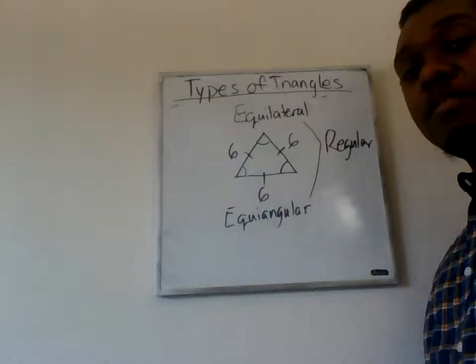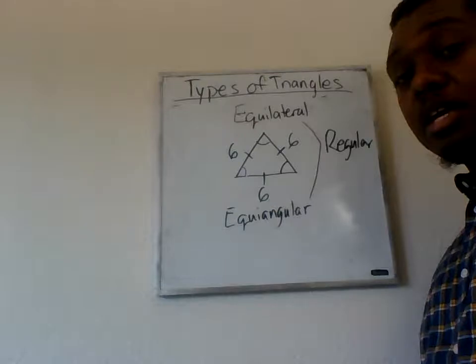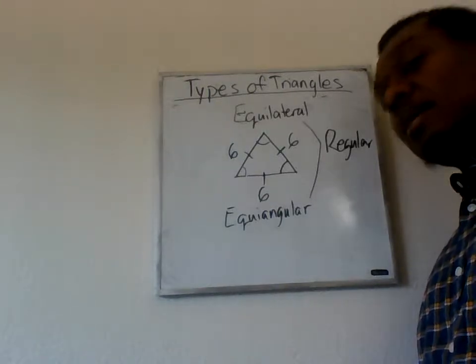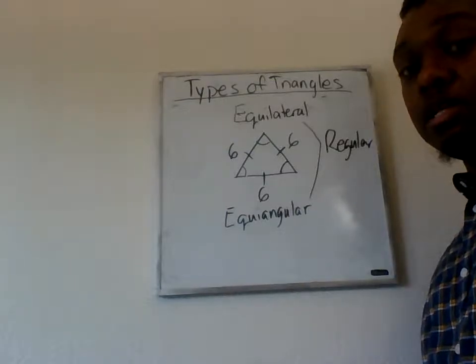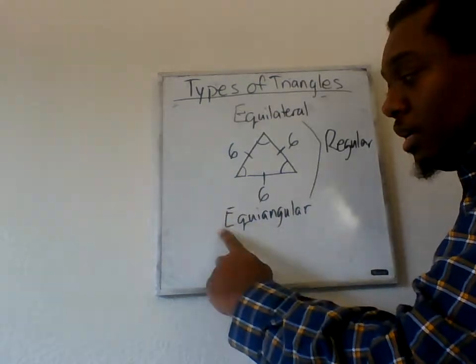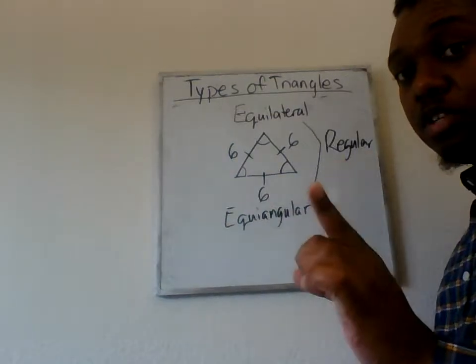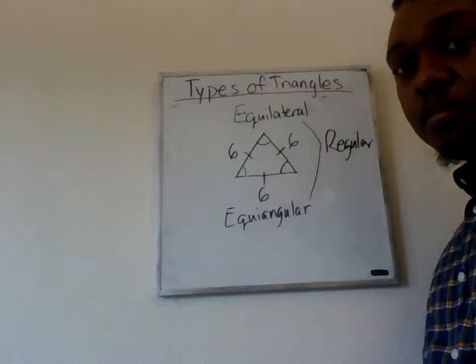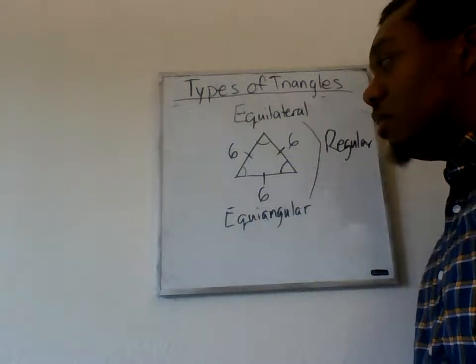For a triangle, if it's equilateral it's automatically regular because it's also equiangular. If it's equiangular, it's automatically regular because it's automatically equilateral as well. Only for triangles is this true. If you have one, then the other happens as well. Only for the triangles does this happen. If you have one, you automatically have the other as well. Okay? So what does that mean?